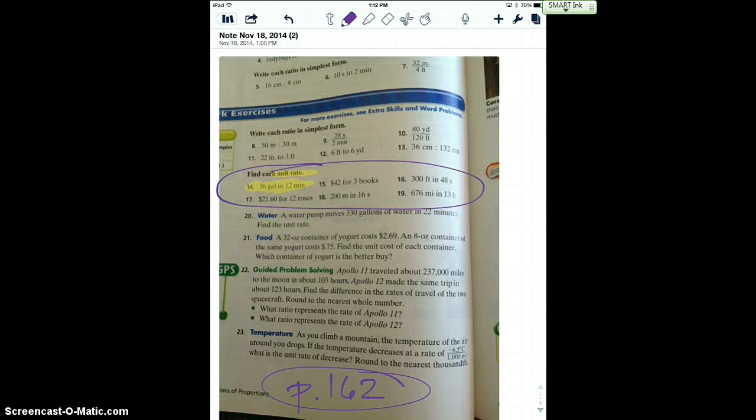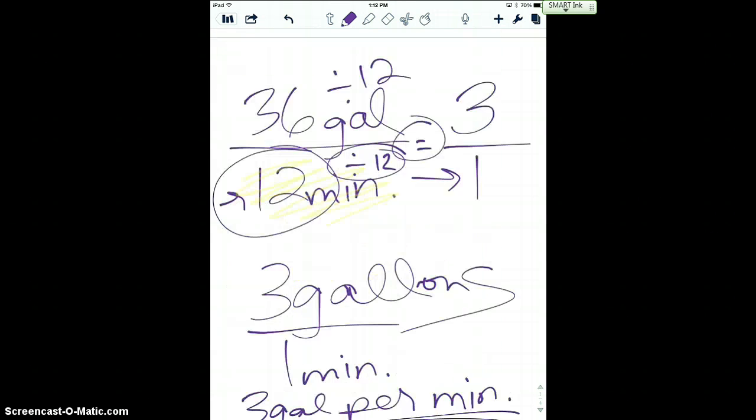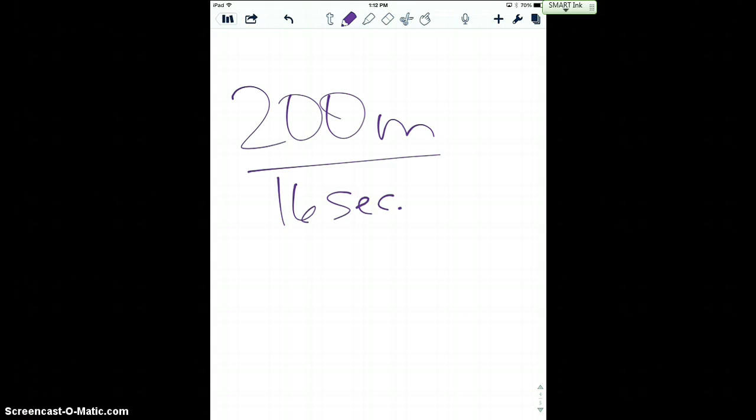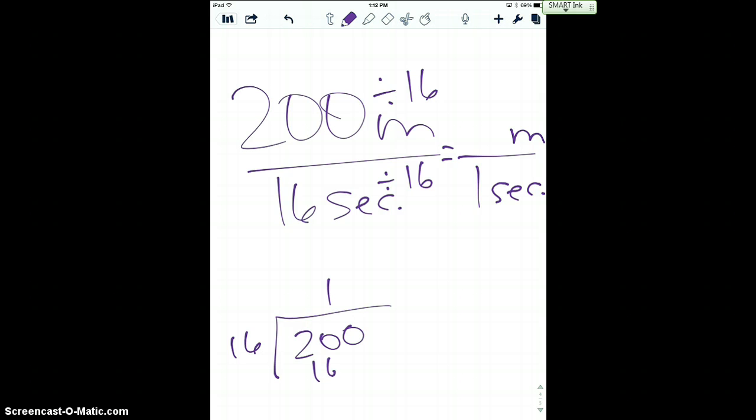So let's try something else. How about you're able to run 200 meters in 16 seconds. And we want to know how many meters per 1 second for a unit rate. So how do we get it? Divide by, not 12 this time, but 16. So I'm going to have to do the same thing to 200. 200 divided by 16, does it go in nicely? Probably not.